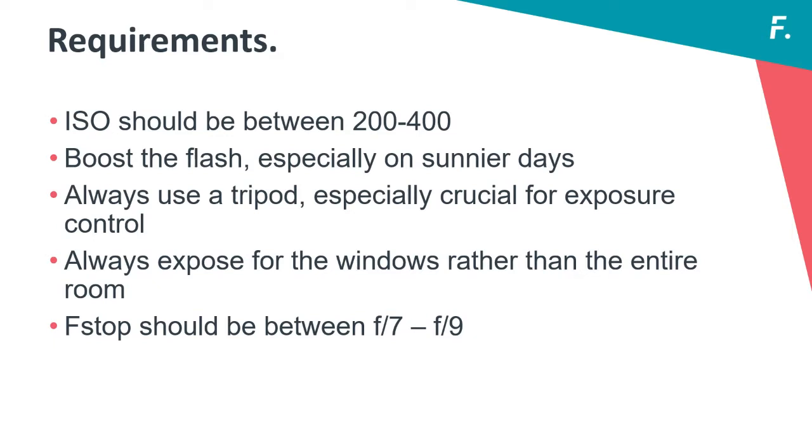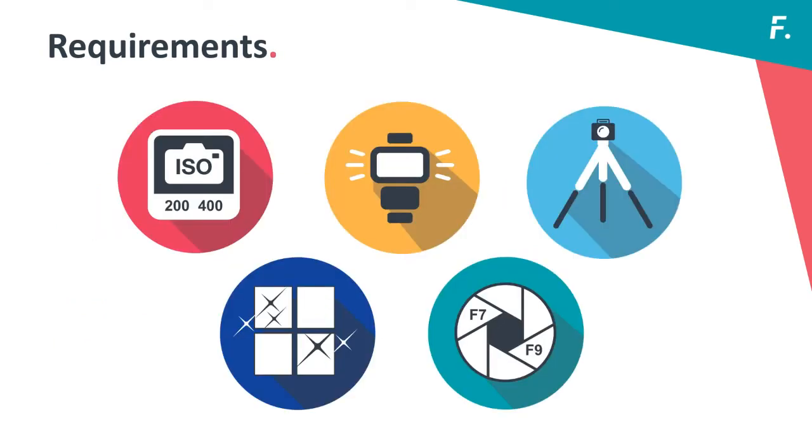So what we recommend is to first expose for your windows, which generally means that the room will then look very dark. But once you expose for your windows, then and only then do you add on the flash, and that flash will really fill everything out and help expose the entire room. And then the last thing is the f-stop. Our general requirement is to shoot from f7 to f9, but this is especially important for exposing windows properly.